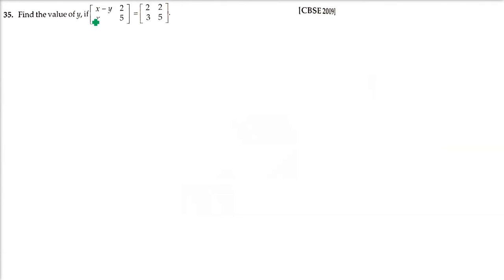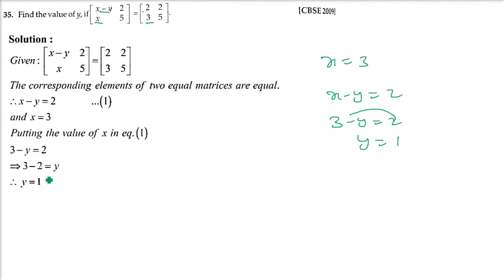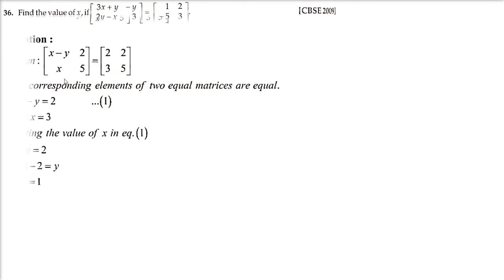Find the value of y if this. So x is already given 3 here. If you just equate the corresponding elements of the matrix, x is 3 and x minus y is equal to 2. Just put 3 here, 3 minus y equals 2, y will be equal to 3 minus 2, that is going to be 1. So x is 3, y is 1. This is how you do it. This is how you have to write, right? One by one, step by step.